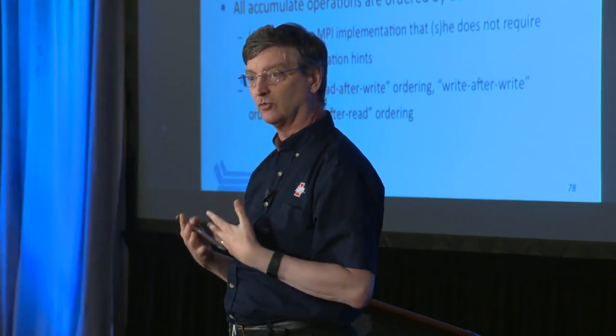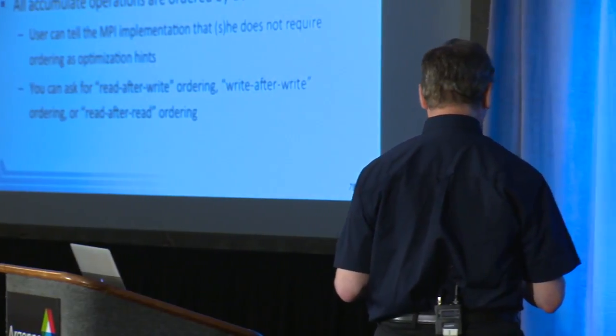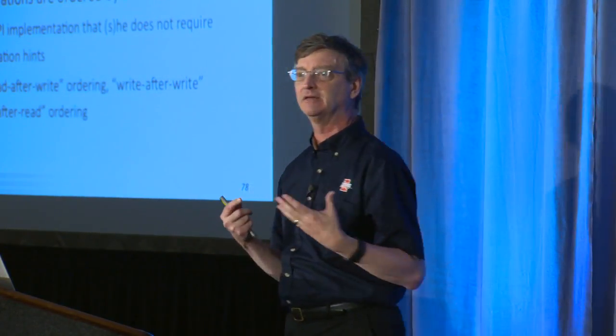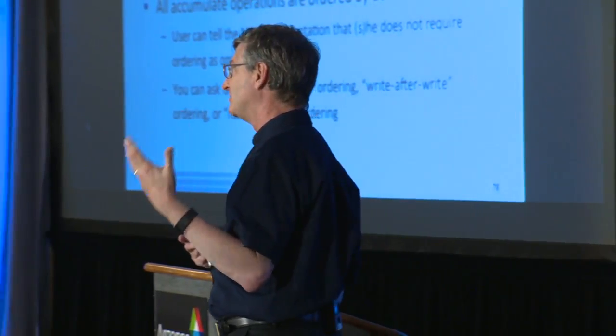That's the whole point. And so accumulates are defined so that the overlapping operations are valid. Now that might require the hardware to do something different. It might be a little slower, but it has that sort of well-defined action. And so that's why there's an MPI replace. It actually gives you a put that has defined behavior.